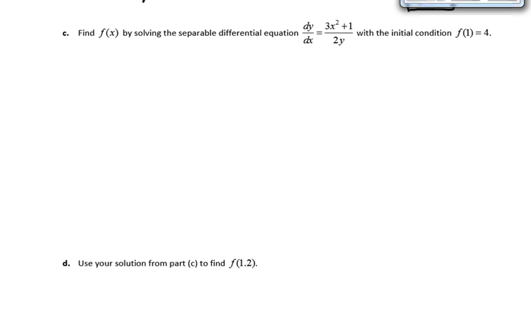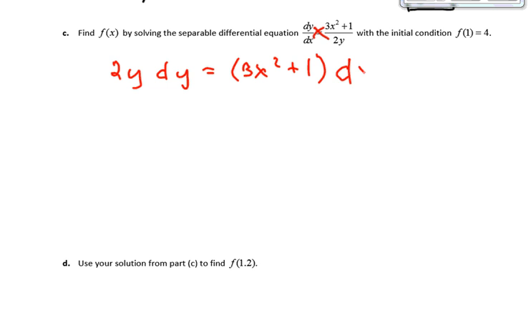Okay, so now for part C, we're actually going to try to find an equation for f by solving the separable differential equation. So this is like what we did in the first video, but just a little bit more in depth. So you can see that we want to separate these values by basically cross multiplying here. This is a very basic one. So 2y dy is equal to 3x squared plus 1 dx.